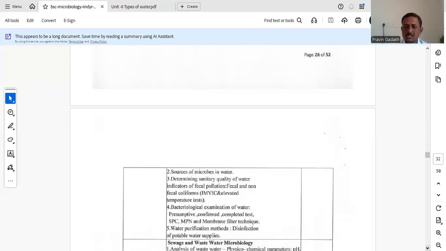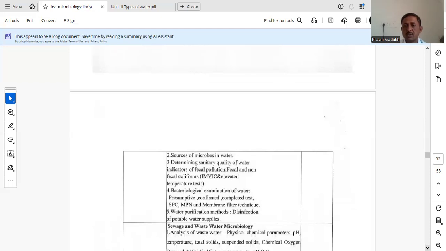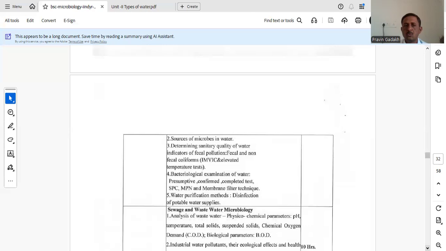Later on, we have to discuss in this topic the water purification methods with respect to disinfection of potable water supplies, or how to make that water potable for human consumption. So in this unit, we can discuss the different water purification methods.